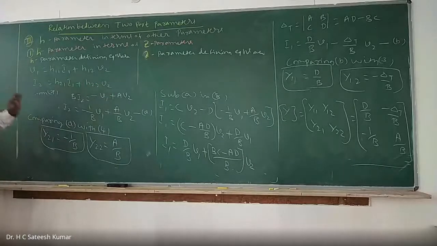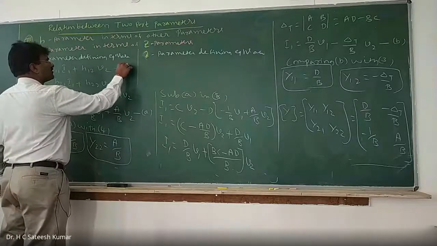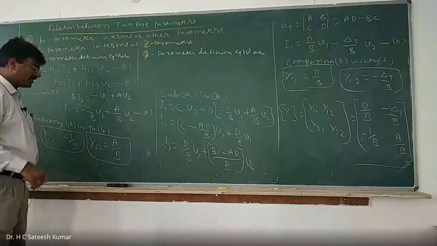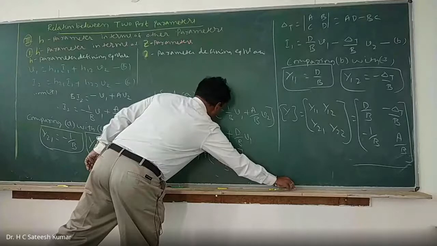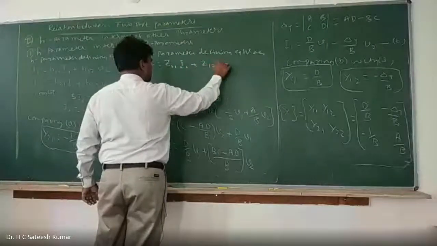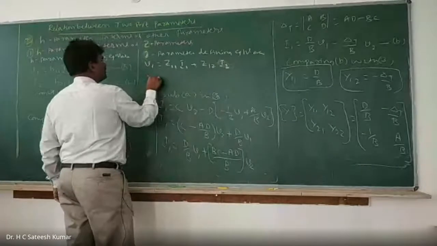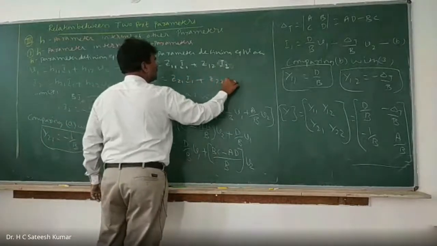The entire chapter is based on those 8 equations, defining equations of Z, Y, H and T parameters. If you know it, half of the chapter is over. And the equation number is 5 and 6. Z parameter defining equations are what? V1 is equal to Z11 into I1 plus Z12 into I2. And V2 is equal to Z21 into I1 plus Z22 into I2.